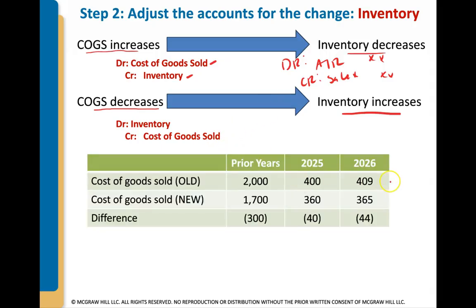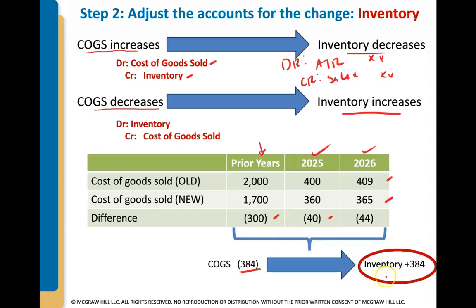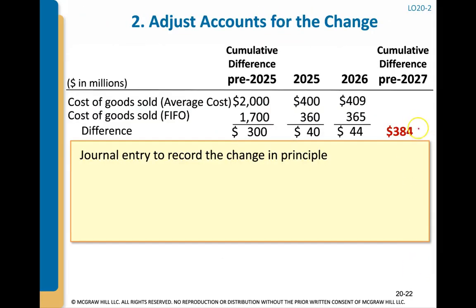So let's go through what's actually happened in this problem. We have our old cost of goods sold given to us and our new one is less than our old. So we have a decrease in our cost of goods sold for the cumulative years before 2025, 2025, and 2026. So now, because we know the decrease in the cost of goods sold is $384 when you add up all those years, that means the inventory balance has to increase by the $384, because it has the inverse effect. So now we have to record a journal entry, a debit of inventory for the $384. This is just the same information as the previous slide.